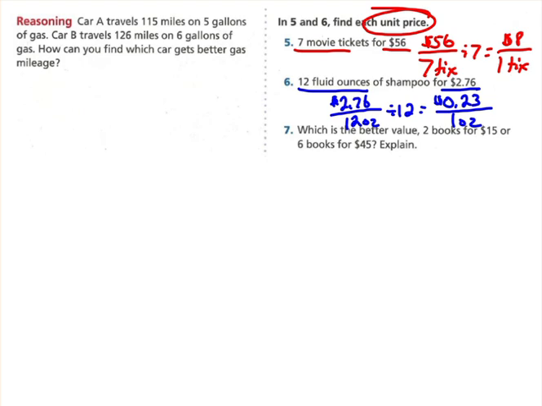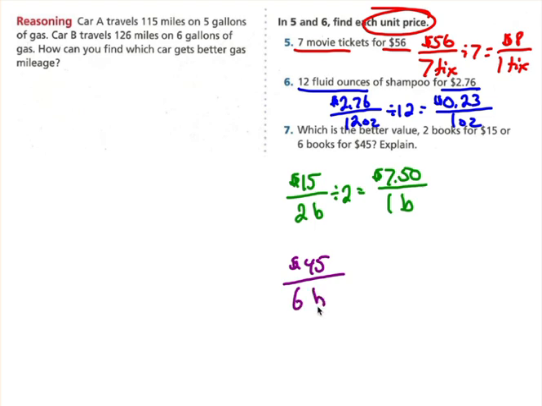Then number 7, which is the better value? 2 books for $15 or 6 books for $45? Well, I've got $15 for 2 books. Always divide by that denominator. And I get $7.50 for 1 book. Then I take my other one, $45 for 6 books. I divide by 6, and I get $7.50 for 1 book.